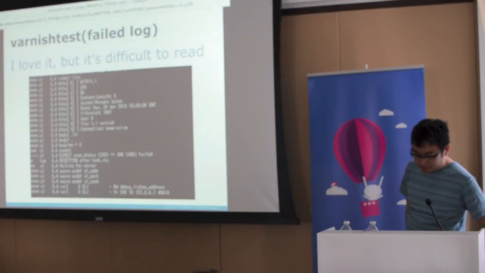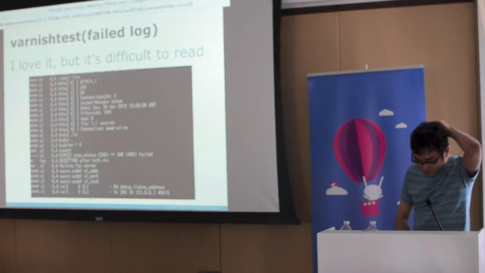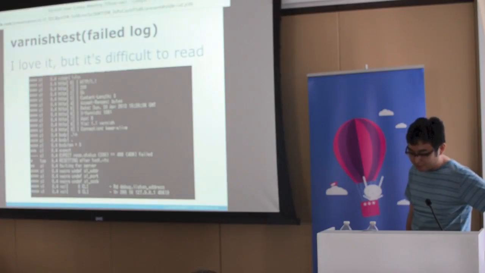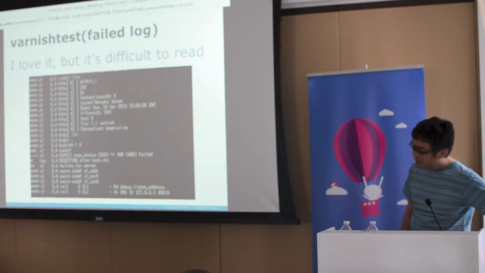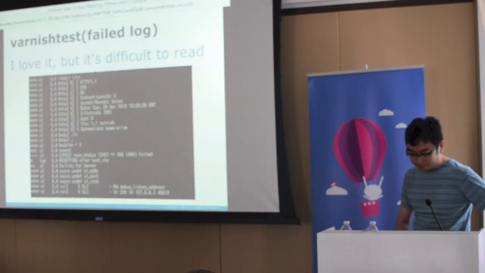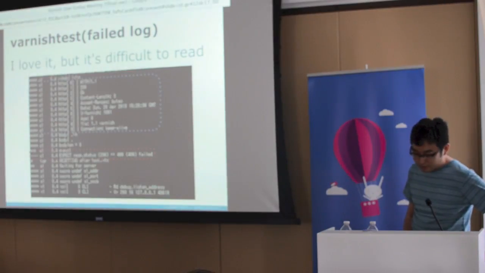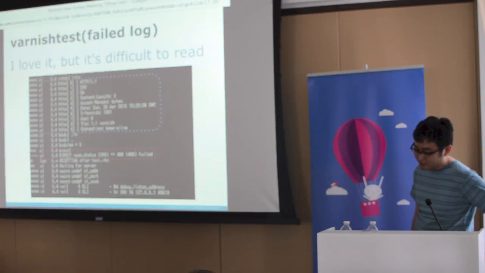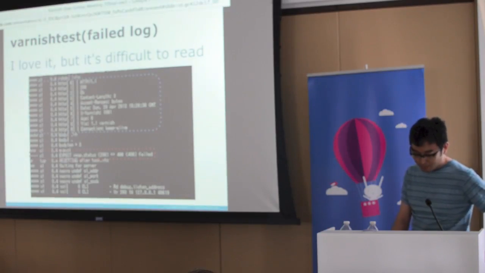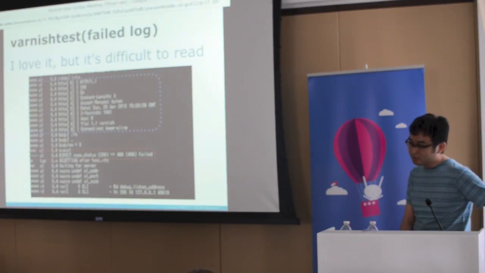At first look, you can tell that this is a Varnish test failure. I can understand some parts, but not other parts. The red square and blue square are points to take note of, but those points are valid. It's difficult to search for problems. You can imagine how difficult looking for errors in this situation can be.